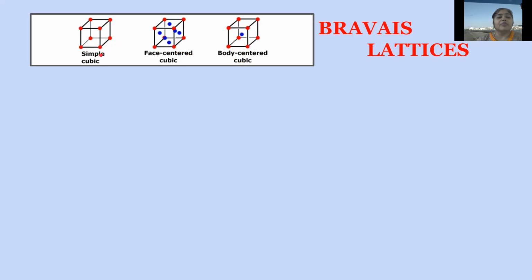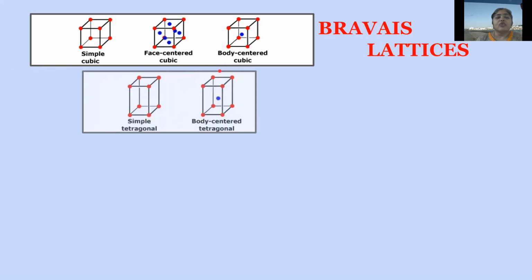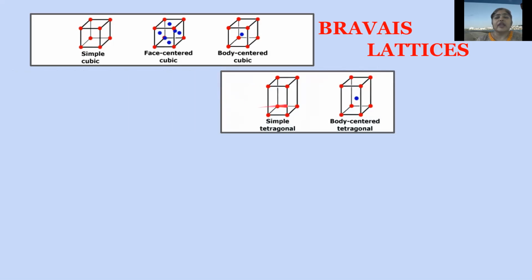One is the simple or the primitive cubic unit cell, where the particles are present only at the corners. The face-centered cubic unit cell, where the particles are present on the faces of the cube in addition to all the 8 corners. And the third type, where the particle is present in the center of the cubic unit cell in addition to being present at all the 8 corners. This is called the body-centered cubic unit cell. So these make it 3 more types. Then in the tetragonal, you can have 2 more types. That is, you can have the simple tetragonal. Like the simple cubic, here also the constituent particles are present only at the corners of the tetragonal unit cell.